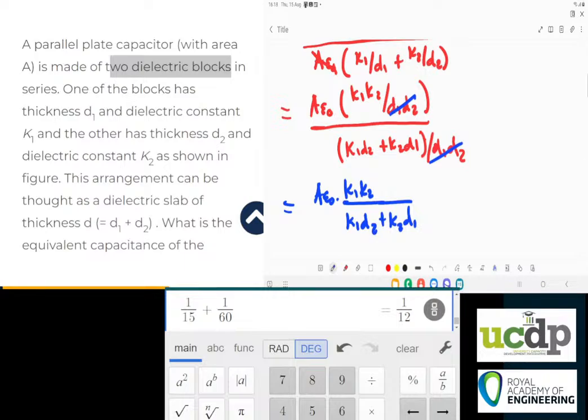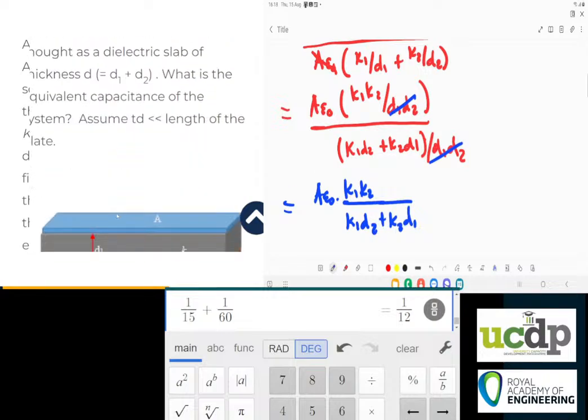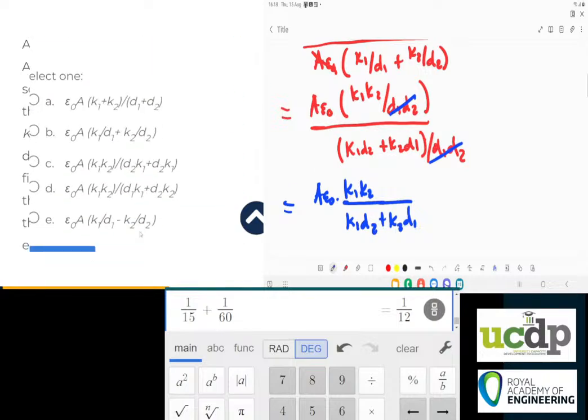So that would mean we should have one of the answers with this. Do we have a similar answer here?